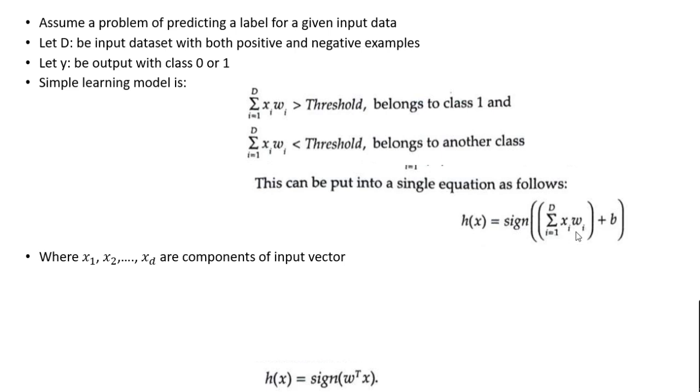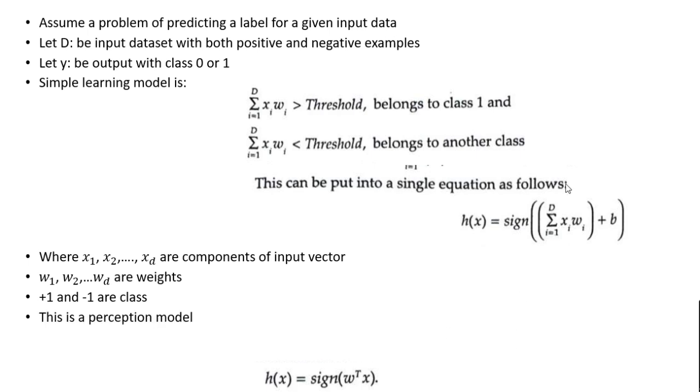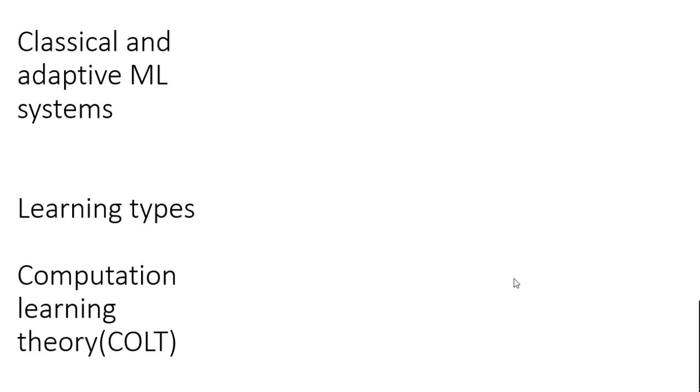You can combine these two and make a single equation like this: summation of x_i w_i, where x is the input and w is the weights. Summate that plus b, and that would be your h(x). So this is just your mathematical representation with an example.